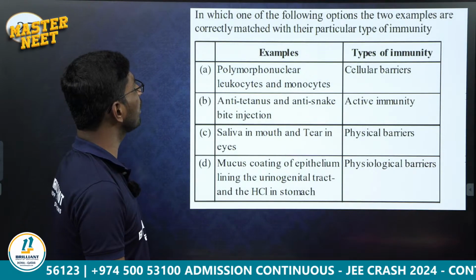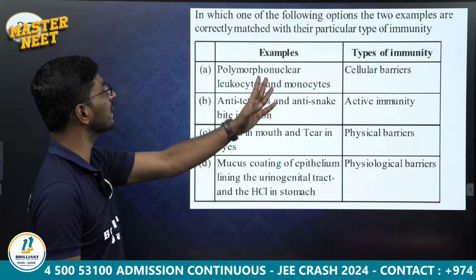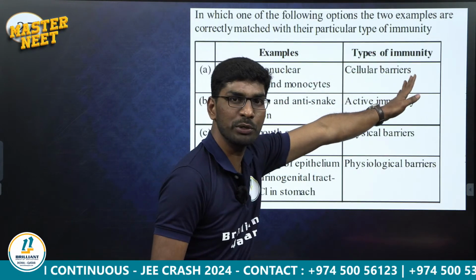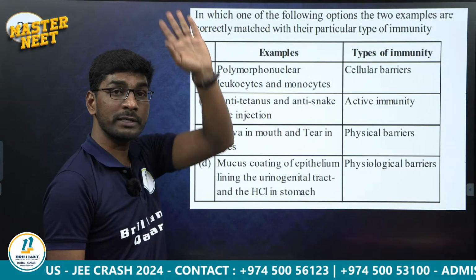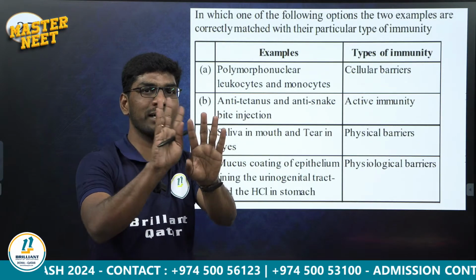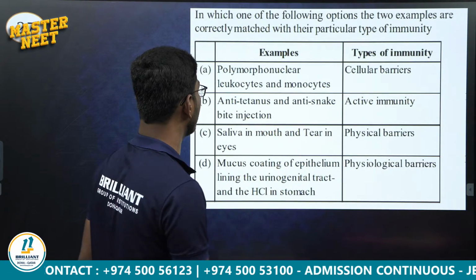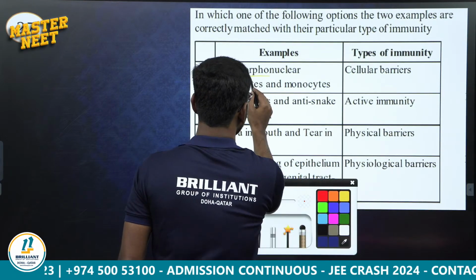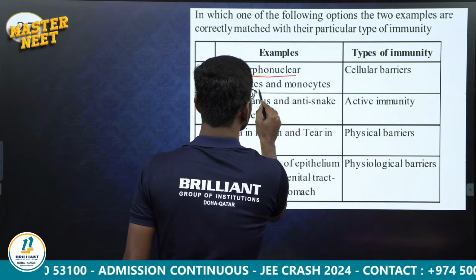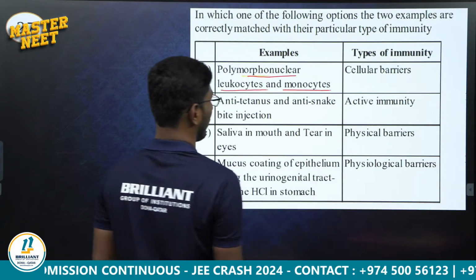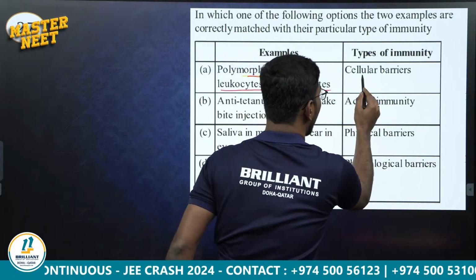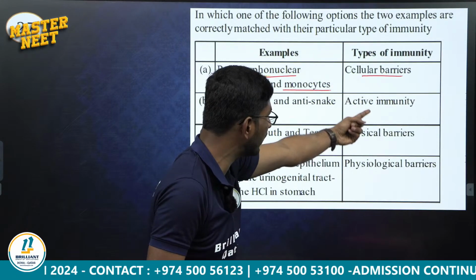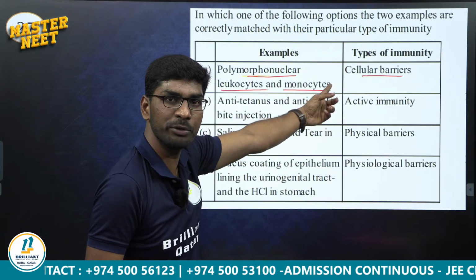Now, which one of the following options has the two examples correctly matched with their particular type of immunity? Two are correctly matched, something is wrong, so carefully look here. One is polymorphonuclear leukocyte and monocyte. Type of immunity, cellular barrier is given. This is actually innate, but all are innate type given, right? Active immunity, okay, innate immunity is given.